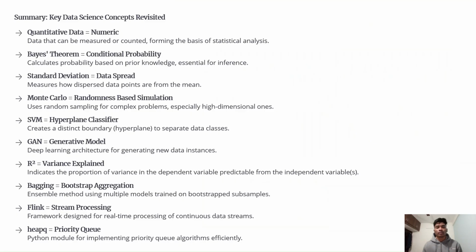These concepts form the foundation of data science, and mastering them will help in both exams and real-world application.